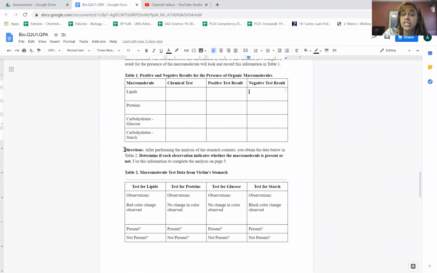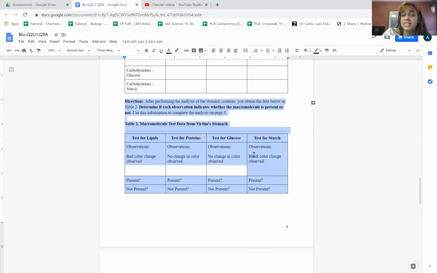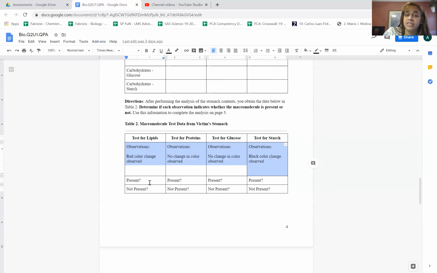And then here is an important part. So this is the data that was obtained from the victim's stomach. So once we perform these tests, this was the data. So the data observations are seen here. Your job is to tell me if this data, the observations, tell me if that macromolecule is present or not present. So you would just highlight 1 for present, circle it, bold it, whatever, write yes, present, no, not present, or vice versa, depending on if you think it's present or not for each of these.